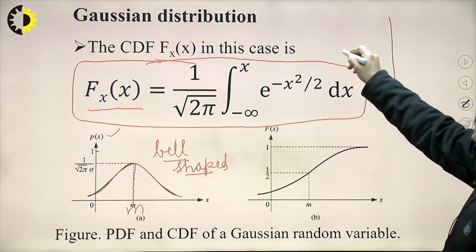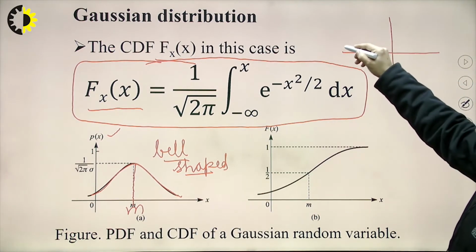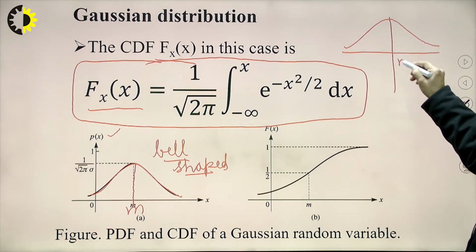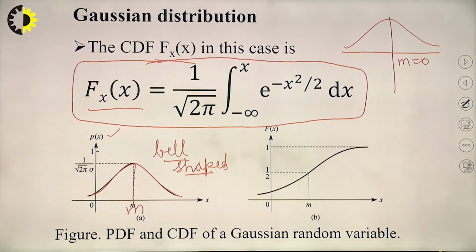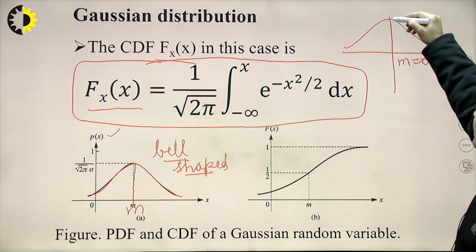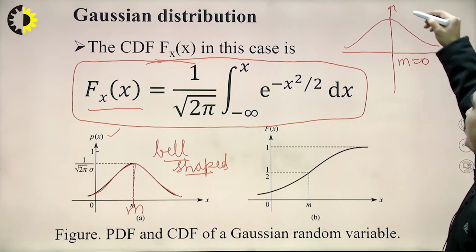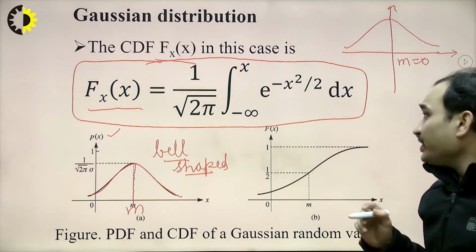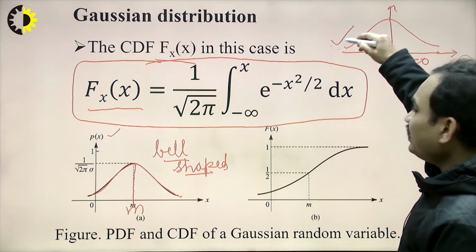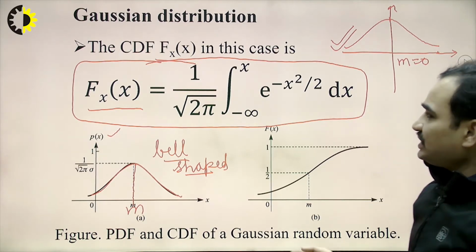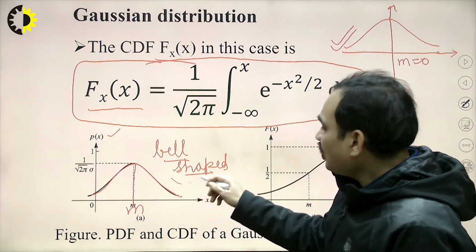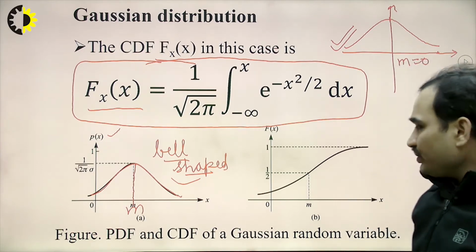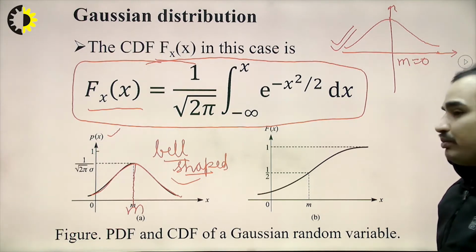I will get the curve like this, where this center is m equals to 0. So, mean will be 0 when this curve, or this bell, is centered at m equals to 0. Okay. So, this is the standard Gaussian distribution, and this is the Gaussian distribution which has some value of mean, which is given by m.